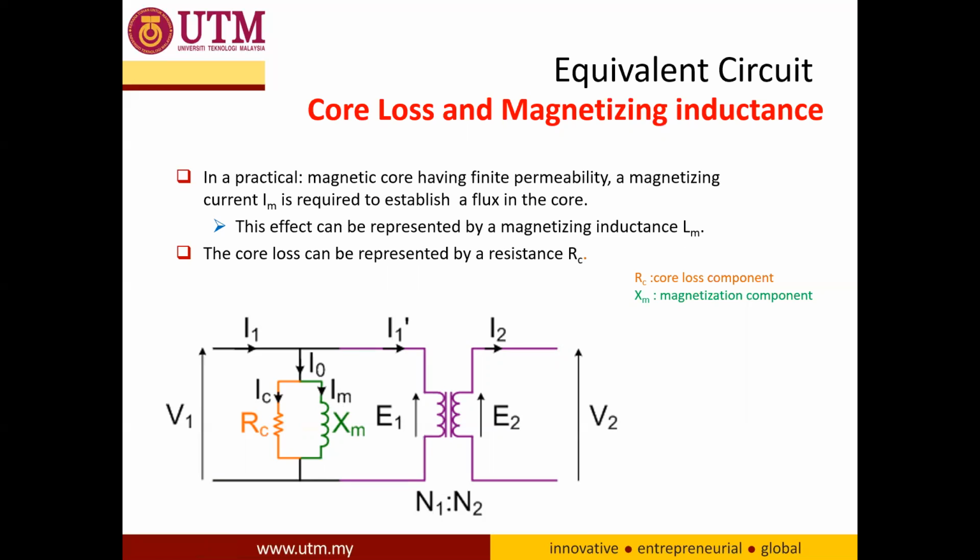As you can see, we now have I0, which is Ic plus Im, so we can modify the relationship equations. Now I2 over a is no longer equal to I1, because we have another component here. So I1 prime is I2 over a, and based on KCL, we obtain the relationship I1 is equal to I0 plus I1 prime.